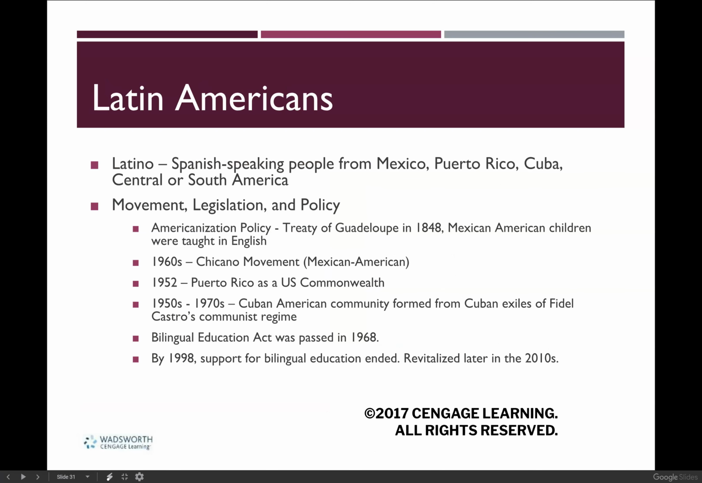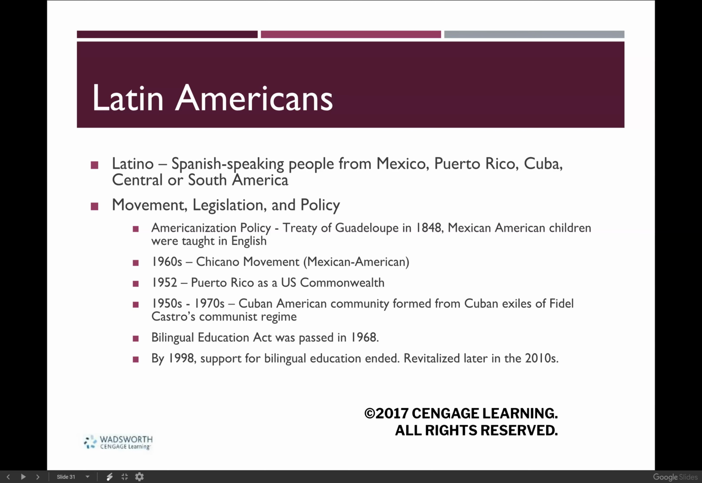Latin Americans. For purposes of this, Latino is a Spanish-speaking people from Mexico, Puerto Rico, Cuba, Central or South America, according to our textbook. We had a lot of different policies and events through that. There was the Americanization policy. In 1848, all Mexican-American children were taught English.